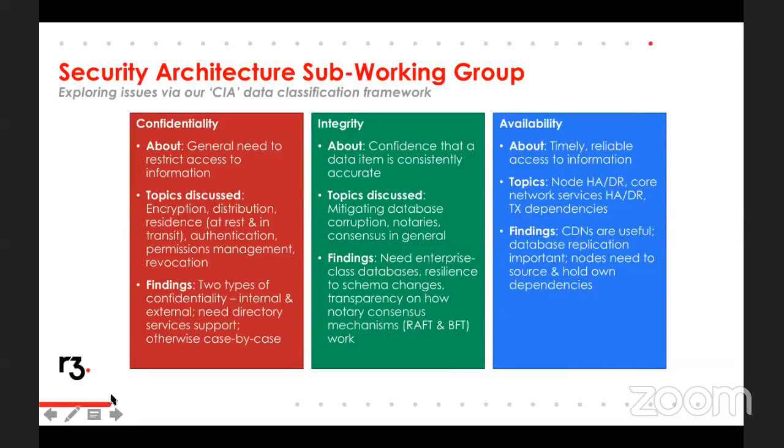If we move on to the integrity perspective, integrity is really about making sure that the data is accurate. And you could argue that at a very high, macro level, maintaining the integrity of data is the ultimate purpose of distributed ledgers in general. So acknowledging that, we wanted to drill down into more specifics around Corda's design, and some of the topics that we talked about, beyond the obvious ones around how notaries work and how our consensus mechanisms work in general for Corda, were how we mitigate database corruption.